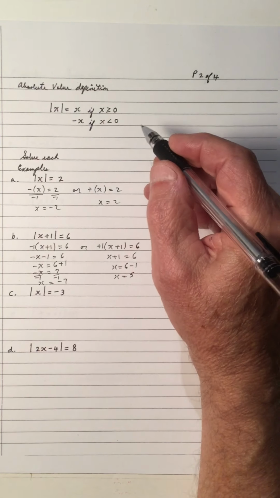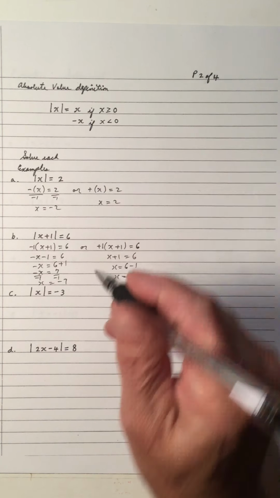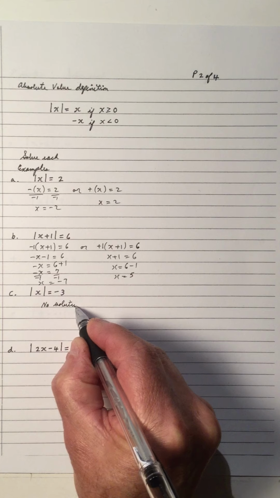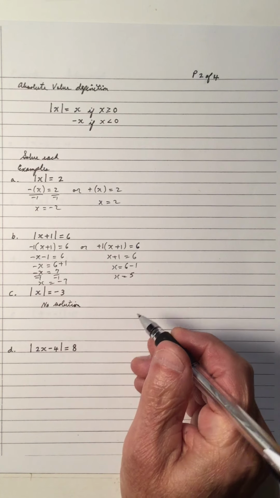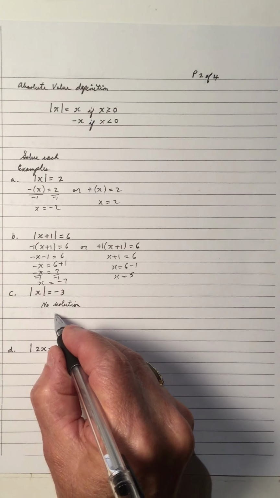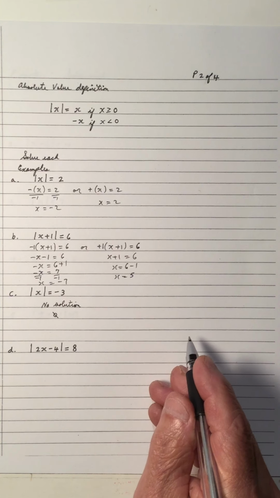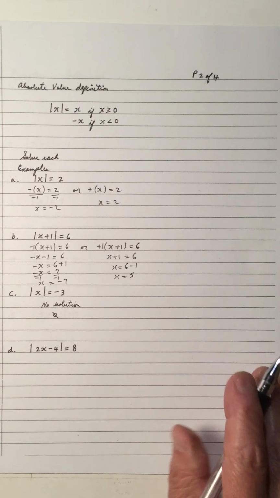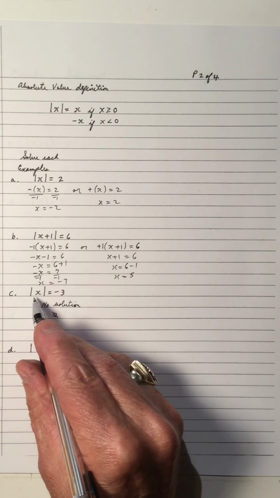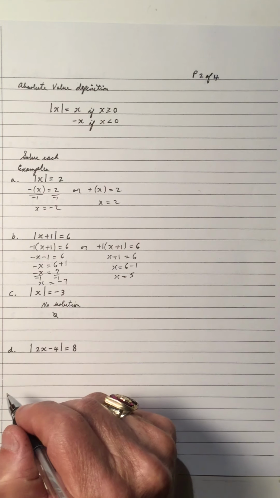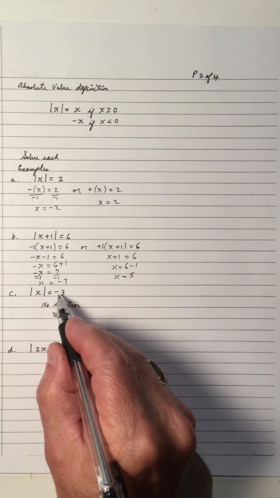Now, what about the absolute value of x equals -3? Well, the absolute value is always positive. So therefore, there's no solution. And again, there's no answer. Some teachers call it an empty set, written with a stroke like that, so check with your teacher. No solutions. There's no value of x you can put in here to get -3. Be careful. The absolute value is always positive.